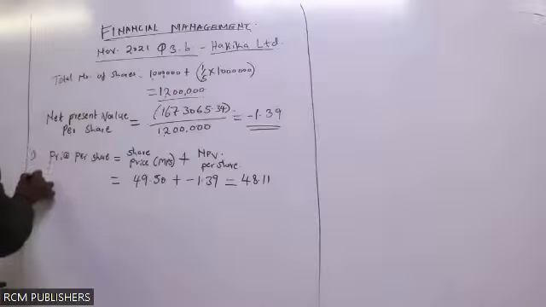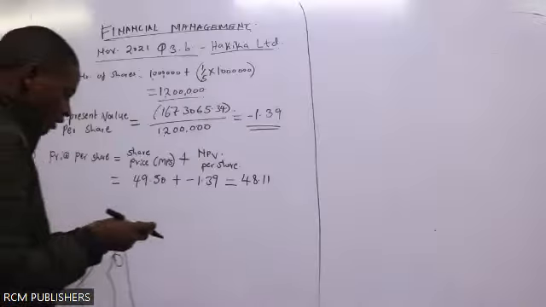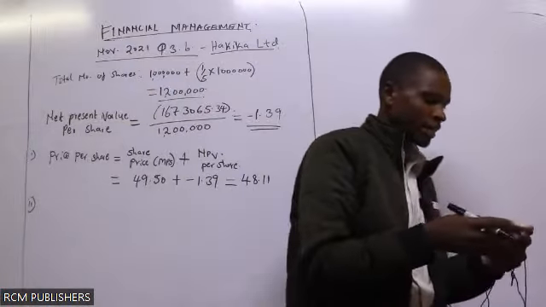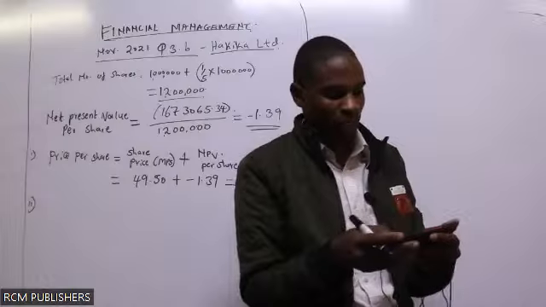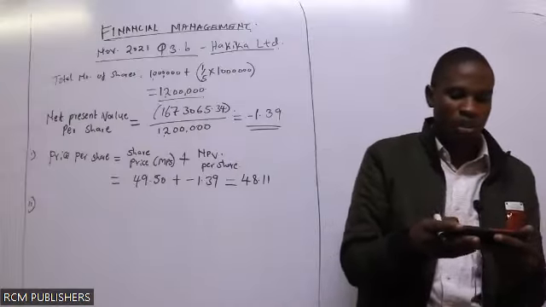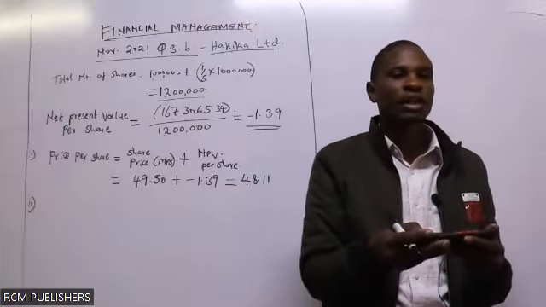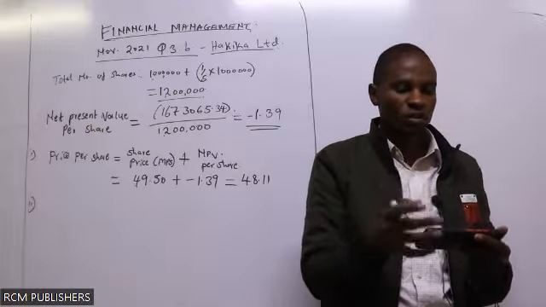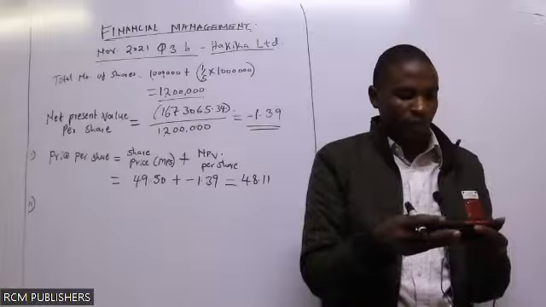So for Roman number 2, the examiner wants us to compute the theoretical ex-right price of the shares. How do we compute this?